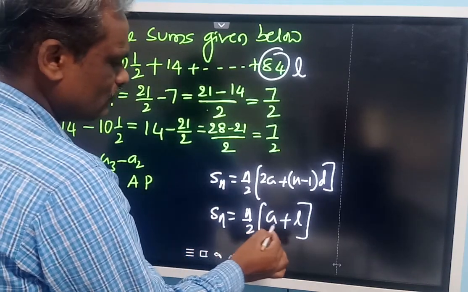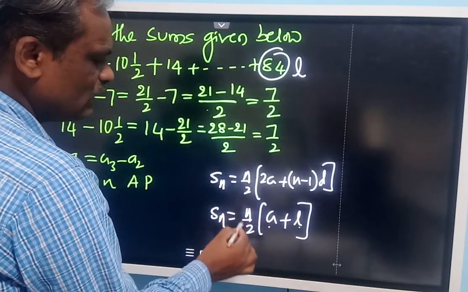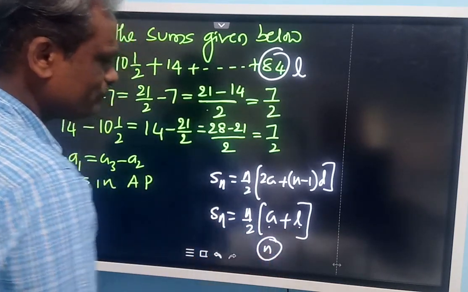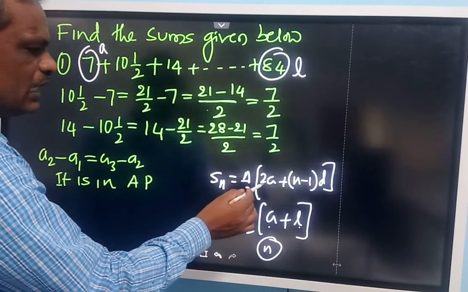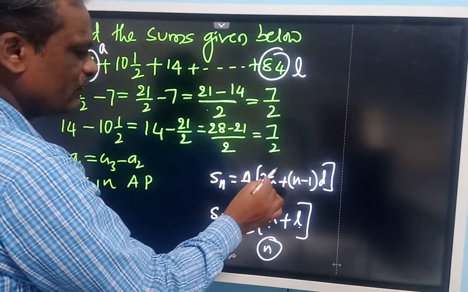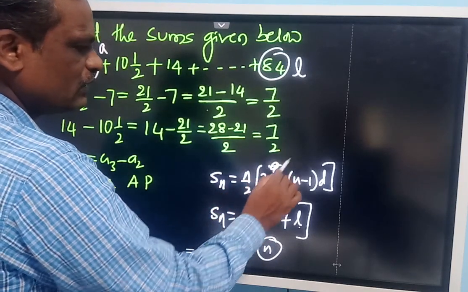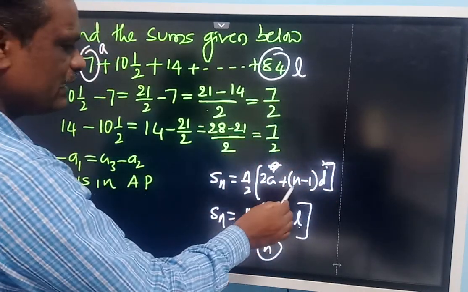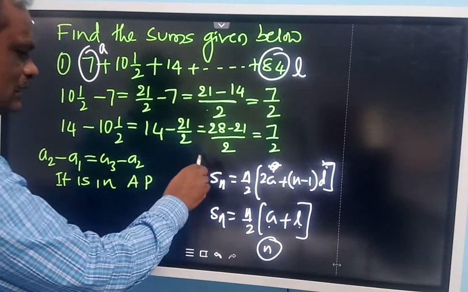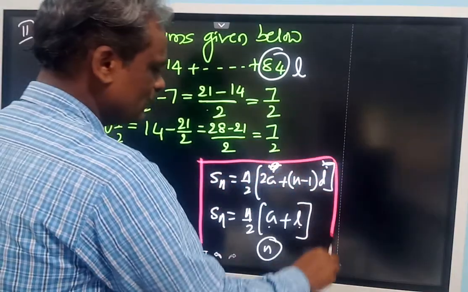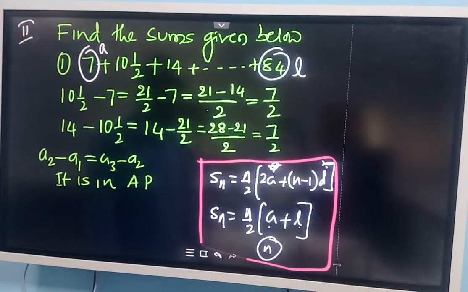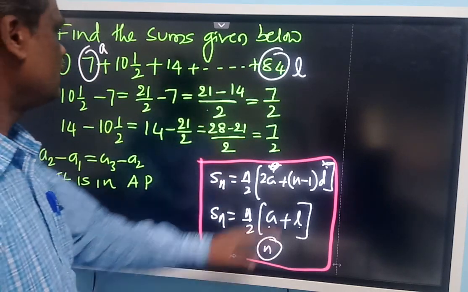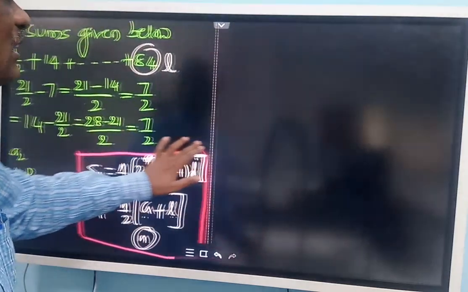And here a we know, but n we do not know. We need to find out the value of n. And also in the first formula, a value we know, d value we have calculated, that is 7 by 2, and n we do not know. For both the formulas, whether you use the first one or second one, we need to calculate the value of n. So n means how many terms are there in this arithmetic progression. So let us find out using the nth term formula.